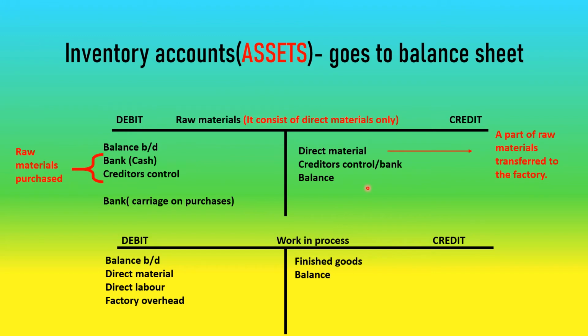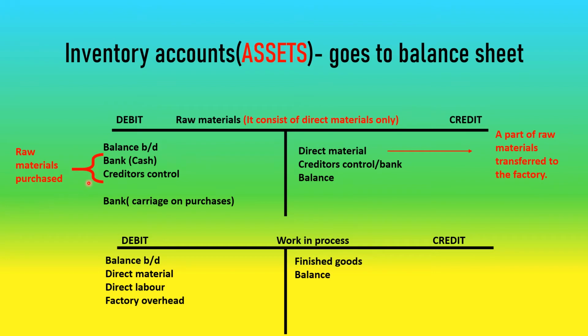Now our raw material general ledger account is all our raw materials that are purchased and then stored into the warehouse. So it's not just the materials that are used in the manufacturing process, it's all the materials purchased and then just stored into the warehouse. So firstly, we have our balance here. This is the value of raw materials left over from last year.